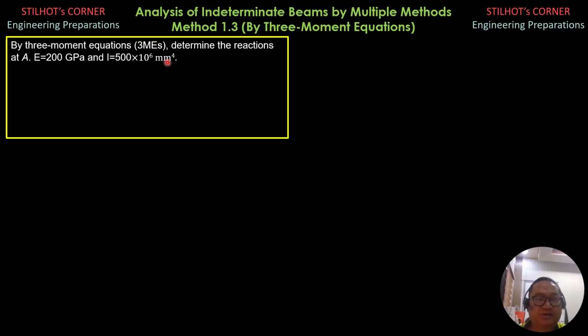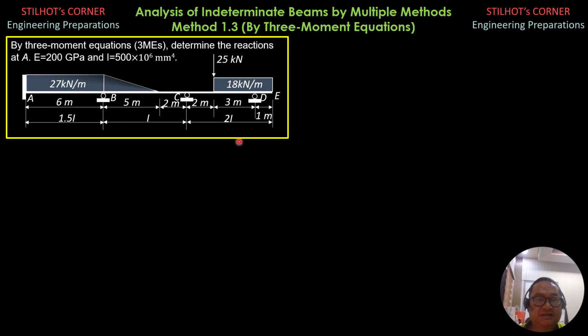By three moment equations, determine the reactions at A. E is 200 gigapascals and I is 500 times 10 to the 6. So remember the principle of the three moment equation: because this is a fixed end support, we have to extend this by supposedly imaginary, transform this into a pin support, then extend it with another pin support with negligible length. As shown, there's no load between A prime and A.